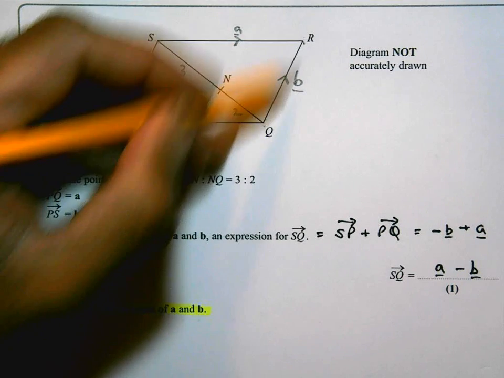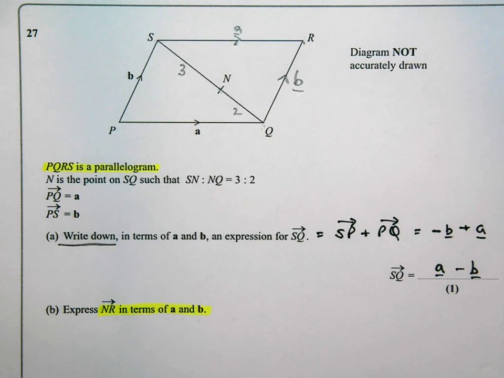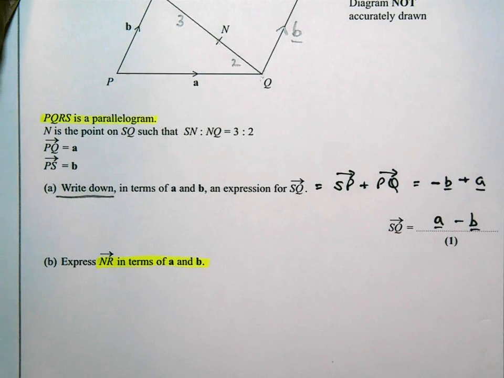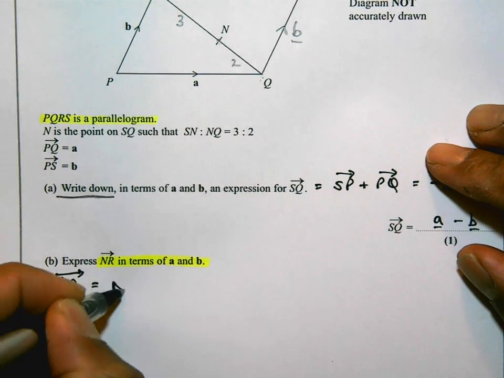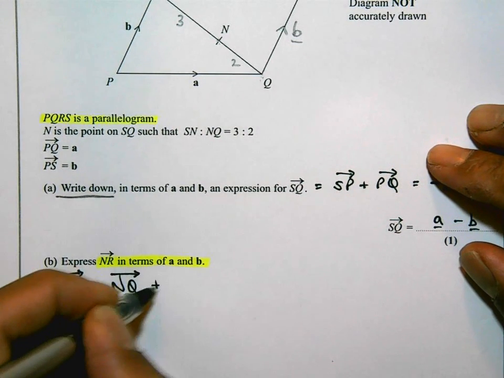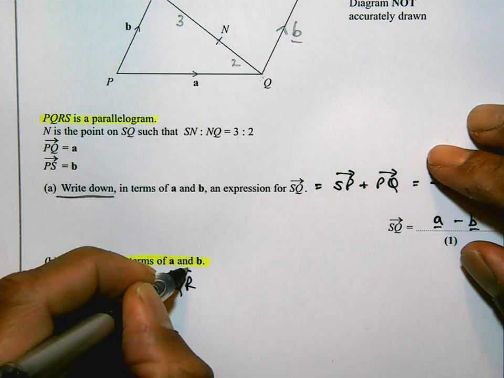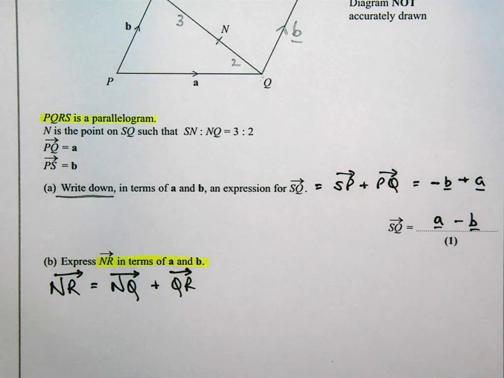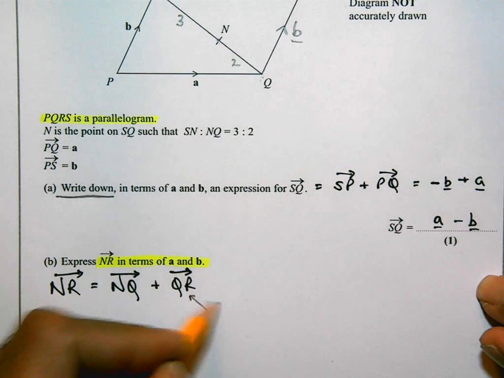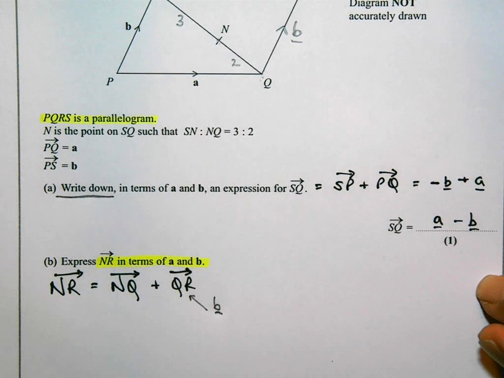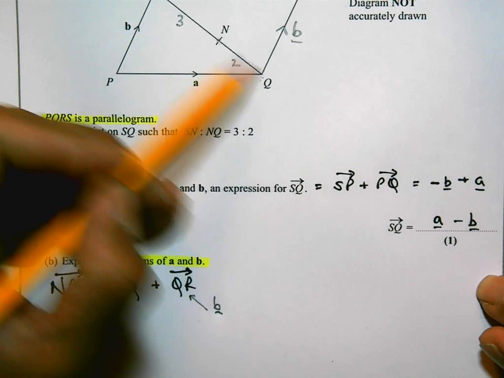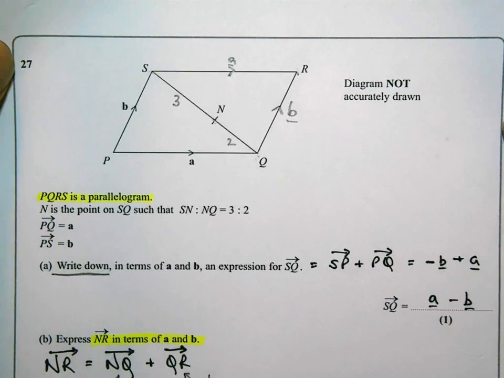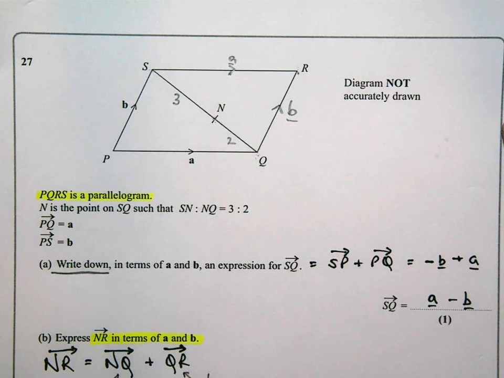But N to R, how do I do that? Well, let's just start writing down the pathway. N to R is N to Q, and then from Q I need to go to R. Now Q to R, I know this bit is just b from my diagram above. N to Q, even from the diagram here, I should be able to see. And you need to be thinking, why did they ask me to do part a? There is always a reason for that.